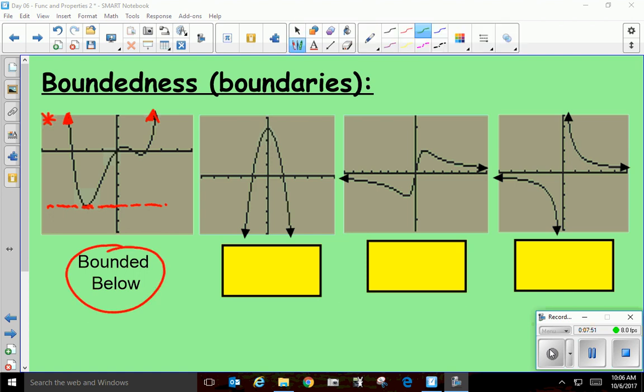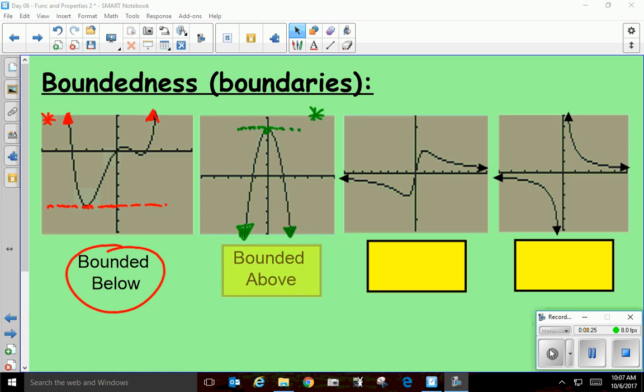All right, likewise, if I look at my second graph here, I look and it goes down forever. There is no boundary below. This goes down forever. It doesn't stop going down. It's all good. But at some point, it stops going upward, right around here. Okay? It stops going upward. Therefore, there is a boundary above. Not below, because it goes down forever, but it stops moving up right around this point. It doesn't get any higher. That's our boundary above. So we say it is bounded above.